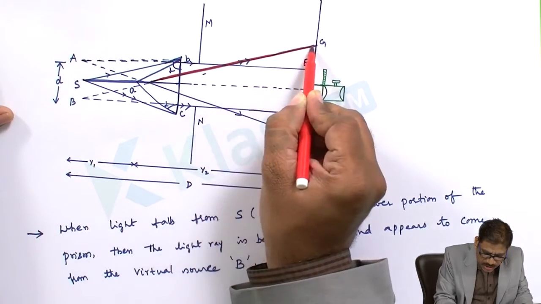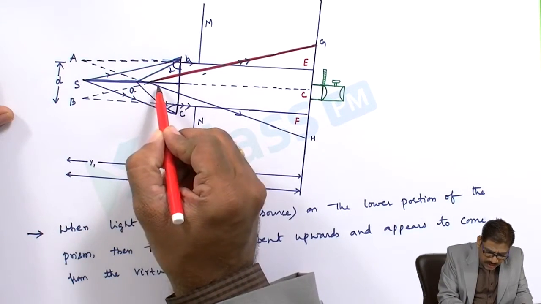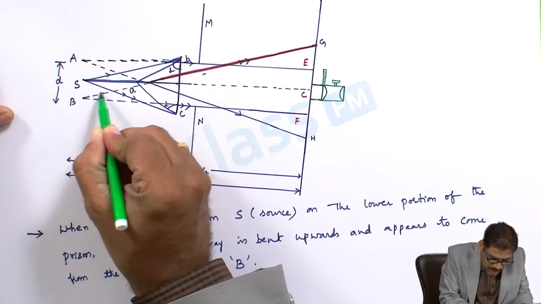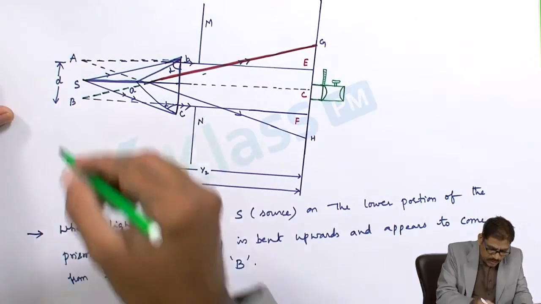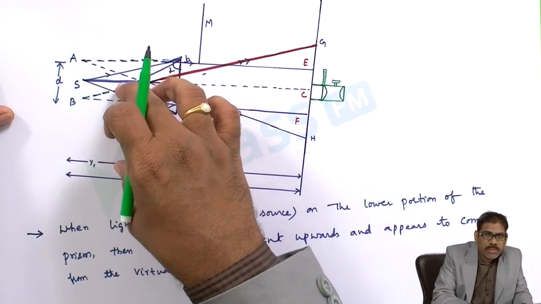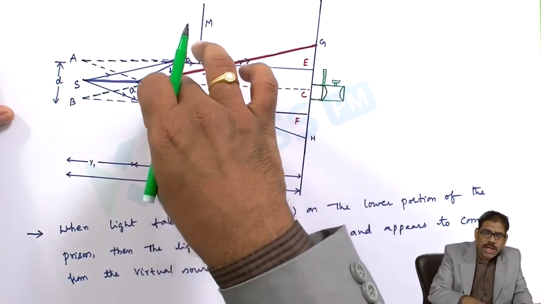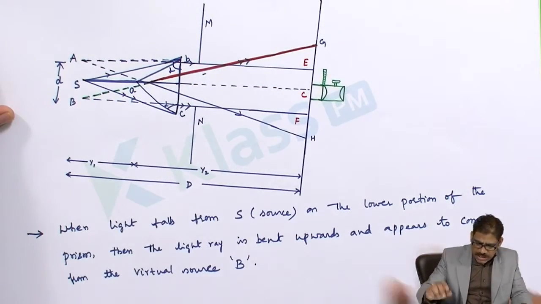Okay. Now, how does it appear? Once it is falling, but what is that we are transforming from here? Here it is assumed that it is coming from the virtual source B here. So here B is acting as the virtual source. So it appears to be coming from there when the source of light is falling on the lower portion of the prism.